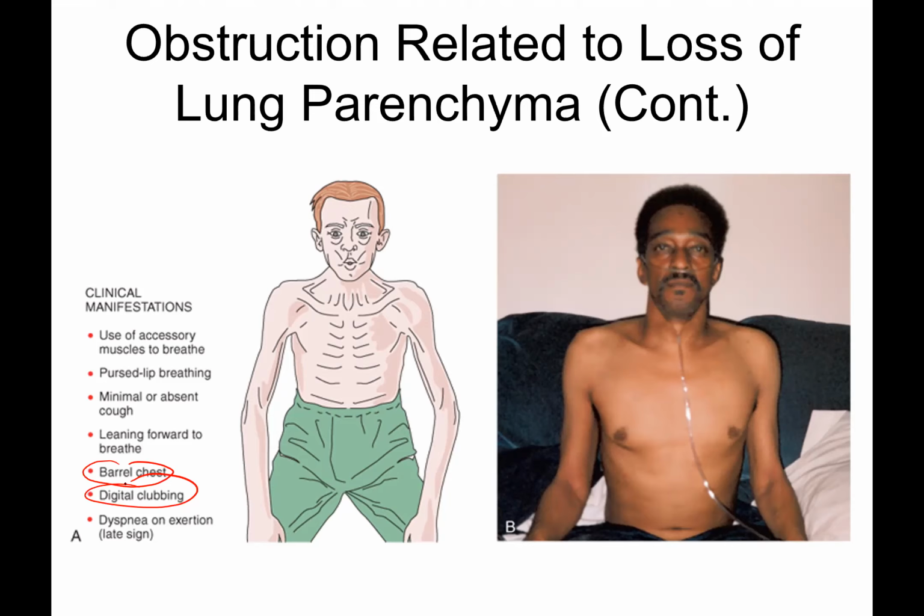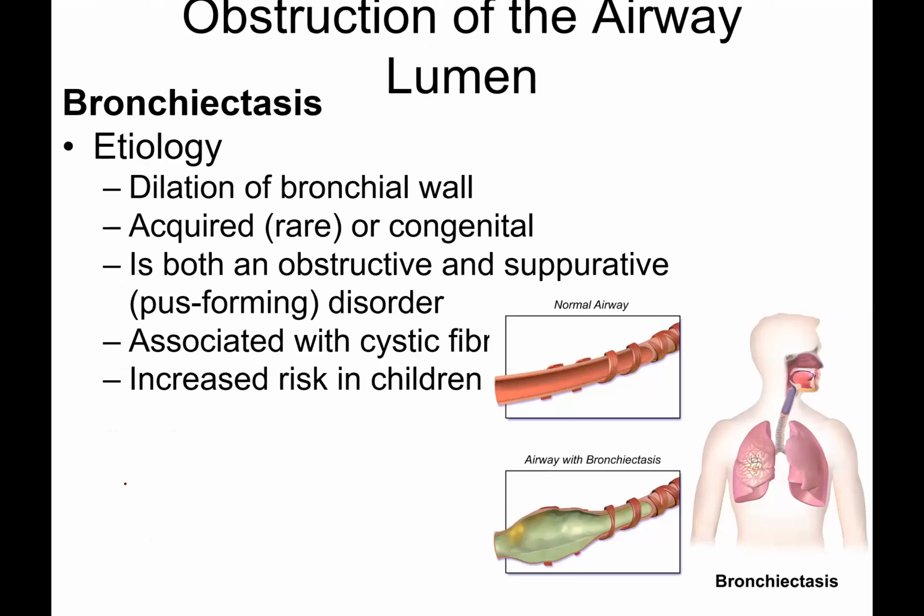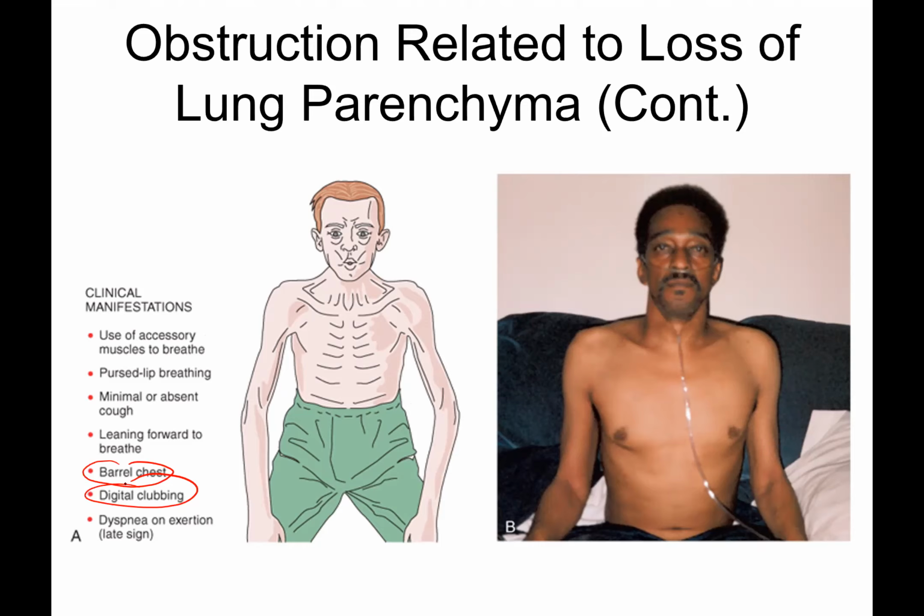So barrel chest is where the diameter of the thoracic cage is about equal in distance. So if you look at the person anteriorly, the chest has a certain width. And if you look at them laterally, the chest has about the same width. Okay, that's where the term barrel chest comes in. Clubbing of the fingers, right? So clubbing of the fingers, they just look fat. The tips of the fingers look very fat. So that's why they call them clubbing.